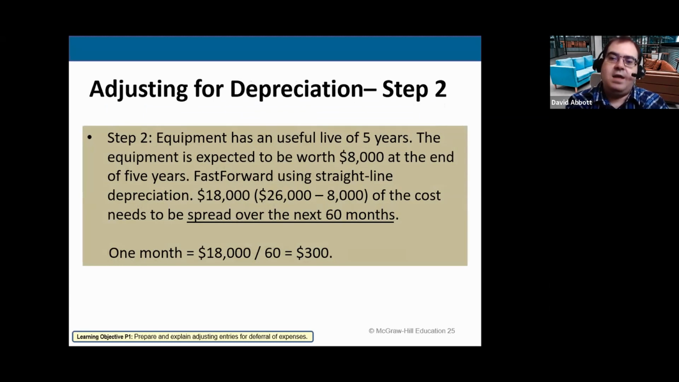Step 2 then is we want to convert it to months. So if we take $18,000 and divide that by 60, because there are 60 months in that 5-year period, we know that you're going to be able to take $300 a month for the depreciation of this equipment.